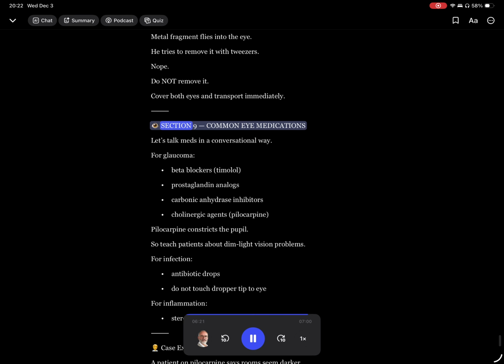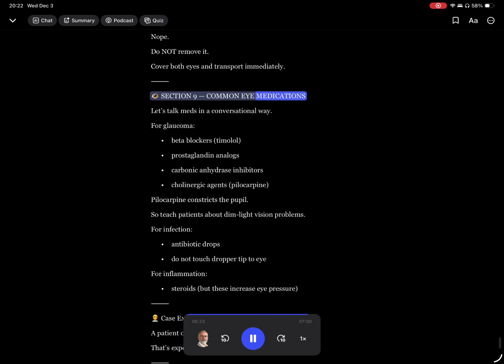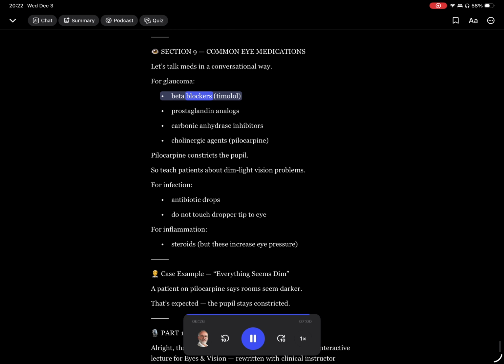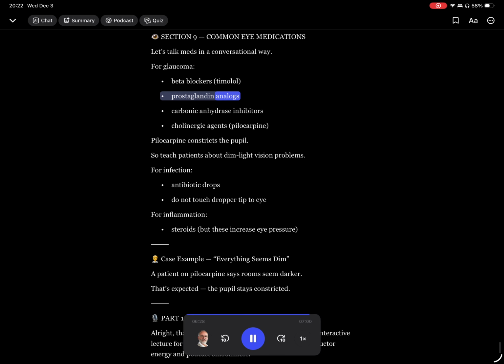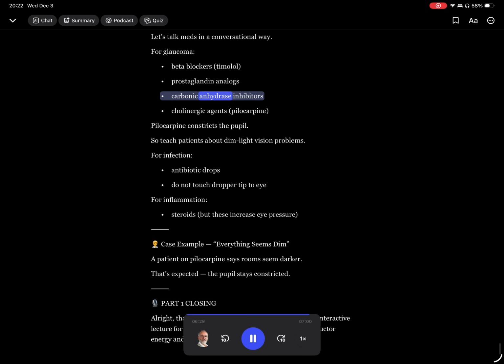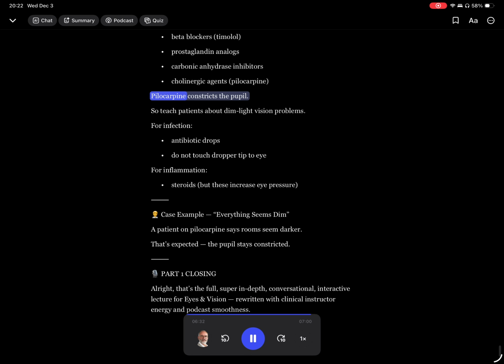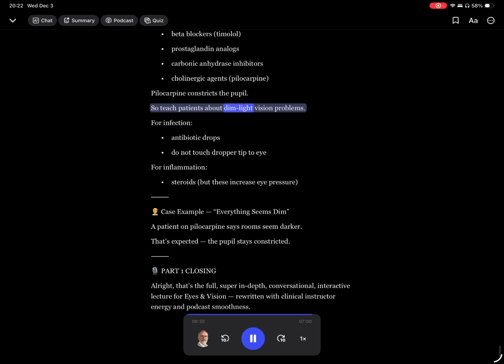Section 9. Common eye medications. Let's talk meds in a conversational way. For glaucoma: beta blockers, prostaglandin analogues, carbonic anhydrase inhibitors, cholinergic agents. Pilocarpine constricts the pupil, so teach patients about dim light vision problems.